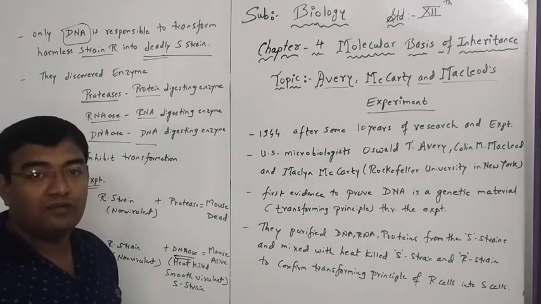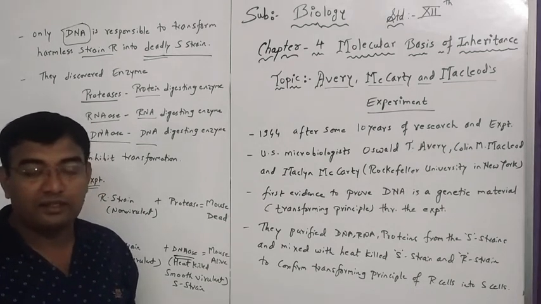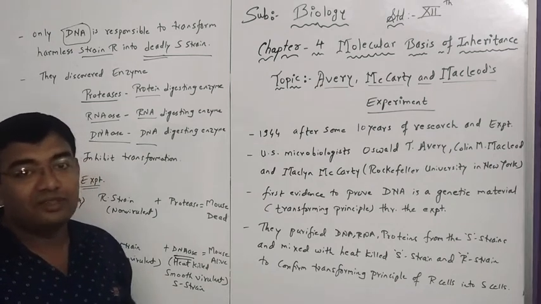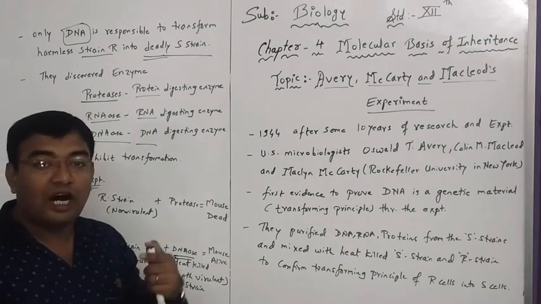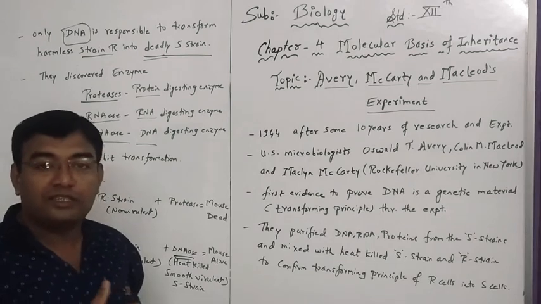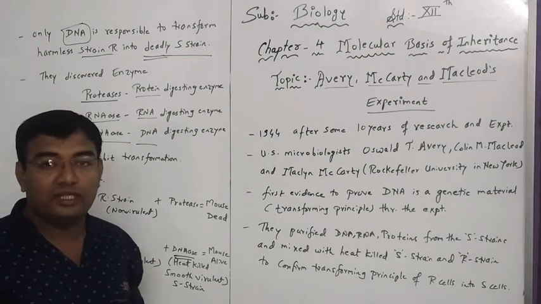But still their theory was objected to by Hershey and Chase. They were not satisfied. They were biologists and they tried to prove in the next experiment that DNA is not the only responsible factor, but some other factor is also responsible. So after the Avery, MacLeod and McCarty experiment, the new experiment which came into existence was Hershey and Chase, which we are going to see in my next video.